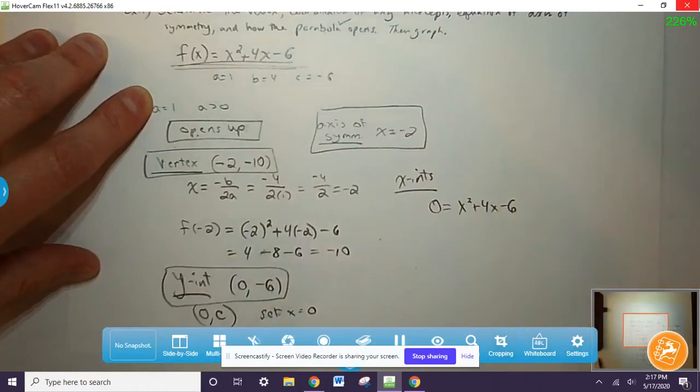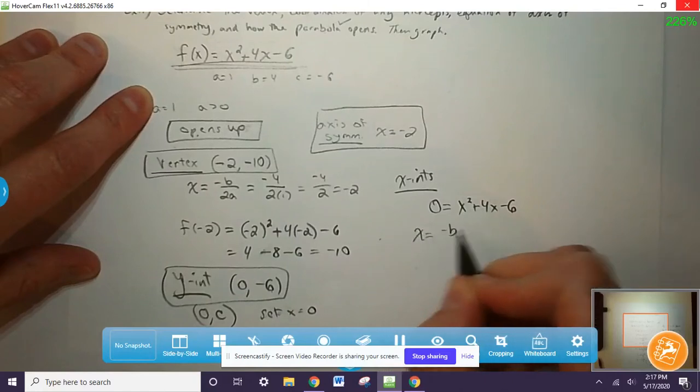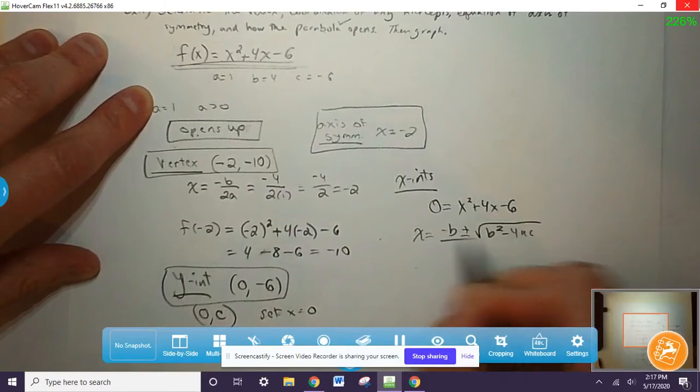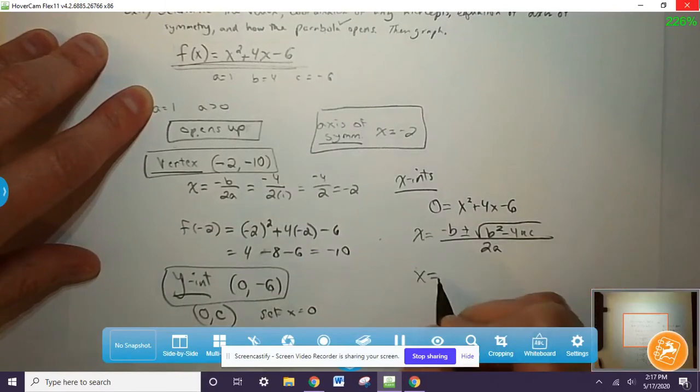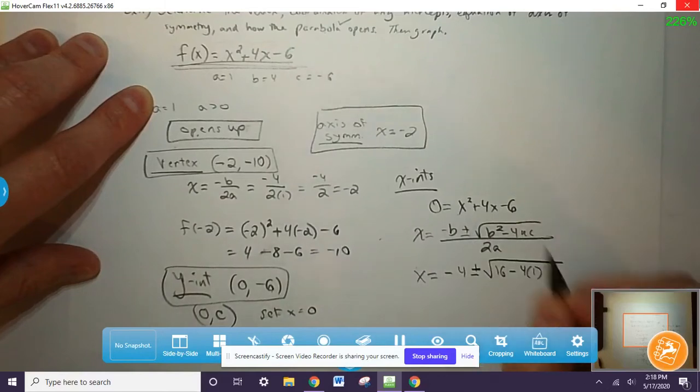And we would try to factor, but this does not factor. So we're going to use the quadratic formula instead. The quadratic formula is something you're expected to know and remember from Algebra 1 and Algebra 2. So in this case, it's going to be the opposite of 4 plus or minus the square root of b squared, which is 16, minus 4 times 1 times -6, all over 2a.